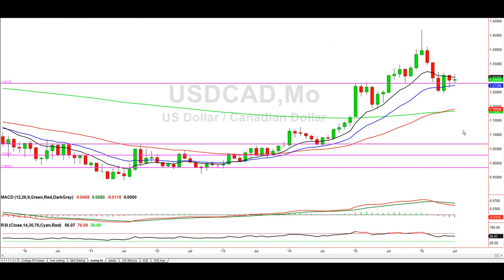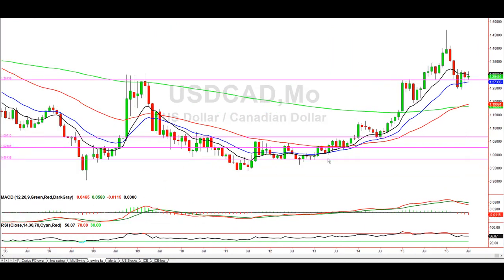So here's $CAD, and as you can see, the last couple of years it's been very, very strong. The US dollar against the Canadian dollar has been very strong, and a lot of people will say that it's because of the declining oil price and the fact that the Canadian dollar has a high relationship with crude oil, being that it exports a lot of it to the world.